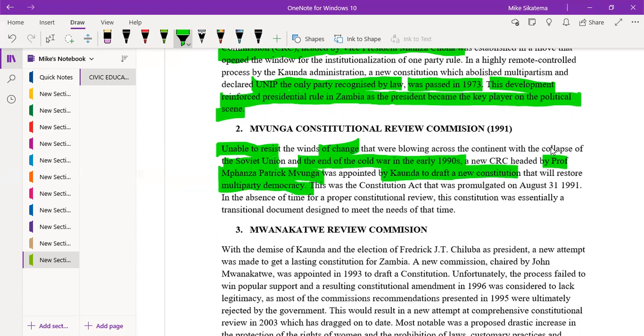So multi-party democracy was restored in the Mvunga Constitutional Review Commission. This was the Constitutional Act that was promulgated on August 31st, 1991. In the absence of time for a proper constitutional review, this constitution was essentially a transitional document designed to meet the needs at the time, so change through time.